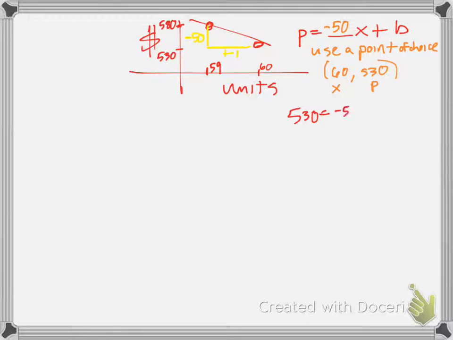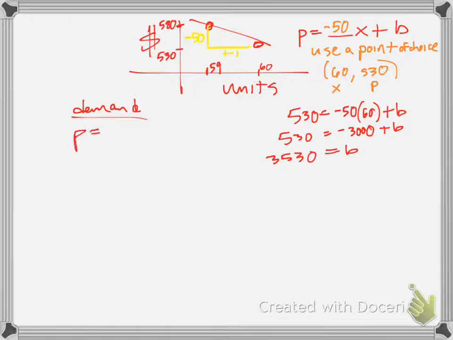If I sub those into that equation for P and X, and then solve for the y-intercept B part of the equation, so I have a nice linear demand, then I can unfold these numbers here. I get negative 3,000 on the right, and then I can add 3,000, so 3530 is my B. What I end up with is this nice looking little demand curve. For a given price, this is the number of units that will be rented, or vice versa. If I want to rent so many units, here's the price. It's just the relationship between those.